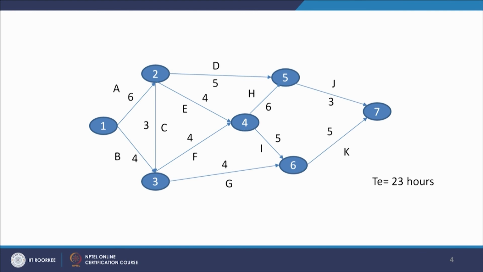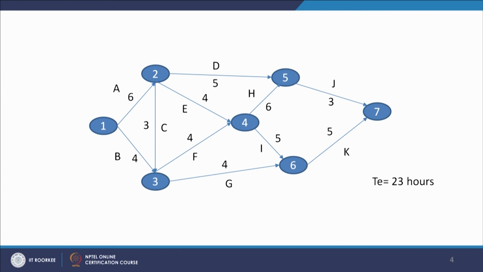A, C, F, I and K. So we can see activity A is 6 days, activity C 3 days, 6 plus 3 is 9, F is 4 days, so 6 plus 3 is 9 plus 4 is 13, activity I is 5 days, 13 plus 5 is 18, plus K is 5 days, 23. So this path A, C, F, I, K is the longest path.